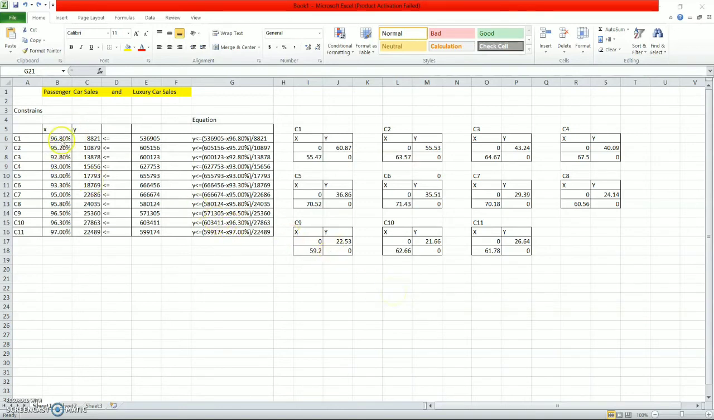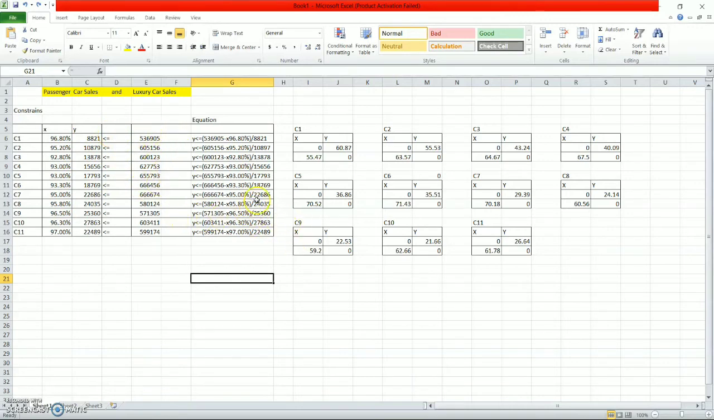So here I have taken the values, the passenger car sales and the luxury car sales. X refers to the passenger car sales and Y refers to the luxury car sales. Here I have constraints C1 to C11 and I have the equations. I found the equations from these values. This is the volume of all the cars sold from 2009 to 2019 in Malaysia. So I have taken these values from the given data of my project.